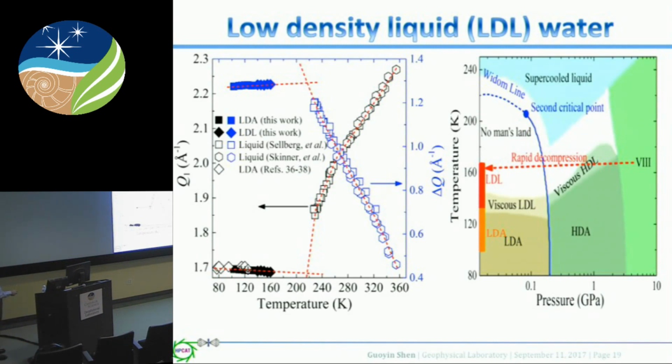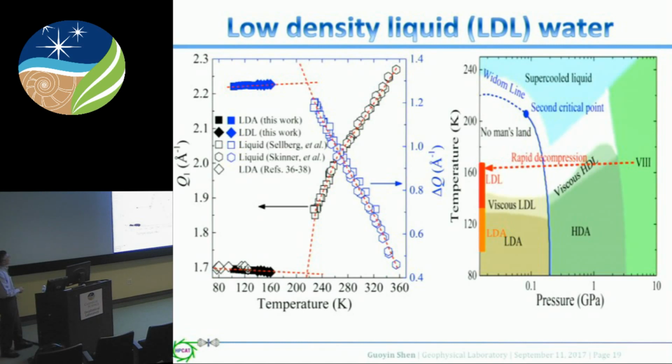These open symbols are from their data, together with some of the data from Skinner et al. at the relatively high temperatures in the supercooled region and in the normal liquid region. So the supercooled and the liquid is actually relatively continuous in terms of the delta Q, which is basically the separation between the first and the second two peaks. That is indicative of the degree of tetrahedral configuration. It shows a strong temperature dependence for H₂O.